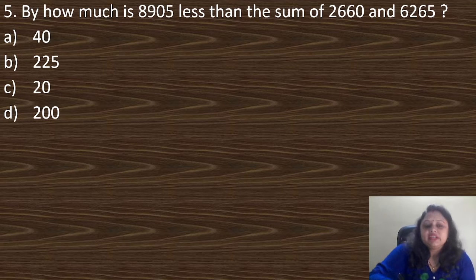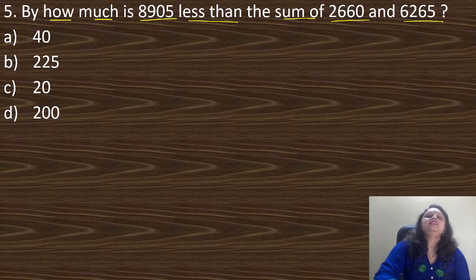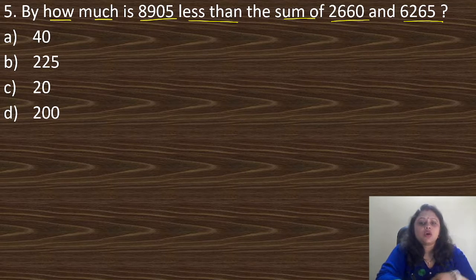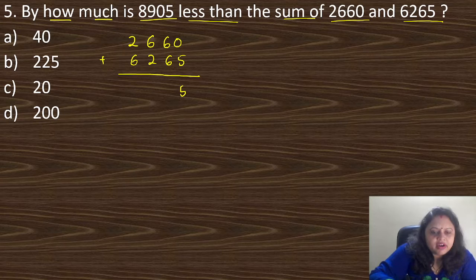Our next question is, by how much is 8,905 less than the sum of 2,660 and 6,265? So first we have to find out the sum of these two numbers. What are the numbers? 2,660 and 6,265. When we add them, we will get 5.